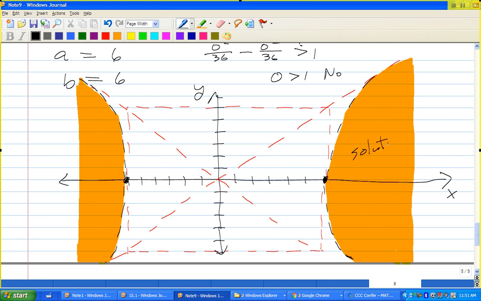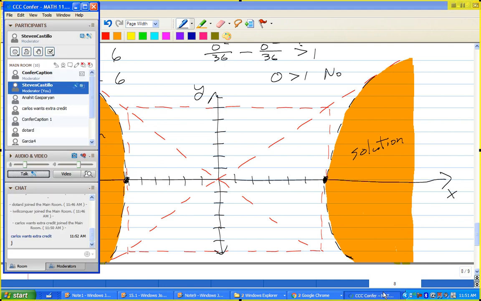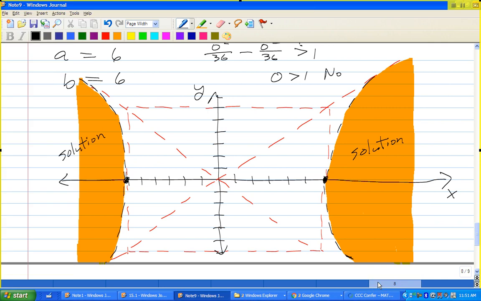So both of these, even though the solution is not connected, it's all part of the same inequality. Any questions about that? So if you shaded this, it keeps going on forever, obviously, the shading. I just shaded a small portion of this.